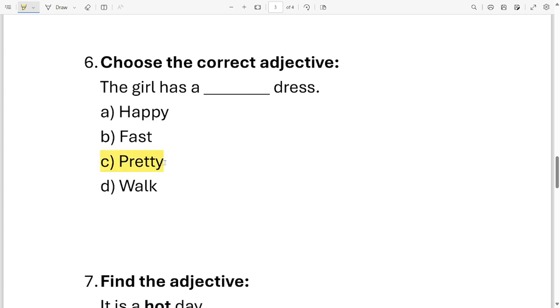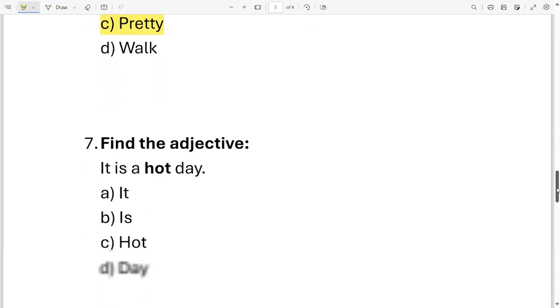It is option C. The girl has a pretty dress. Okay, if you got it right, don't forget to give yourself 1 mark because each question carries 1 mark. Let's move on to the next question.